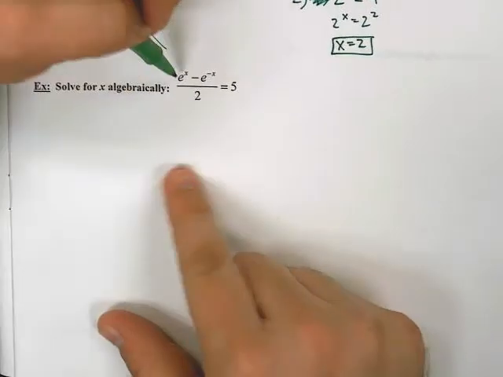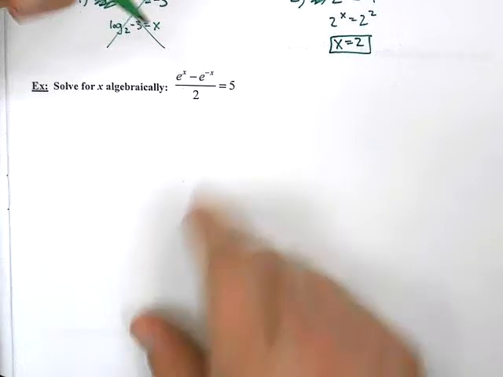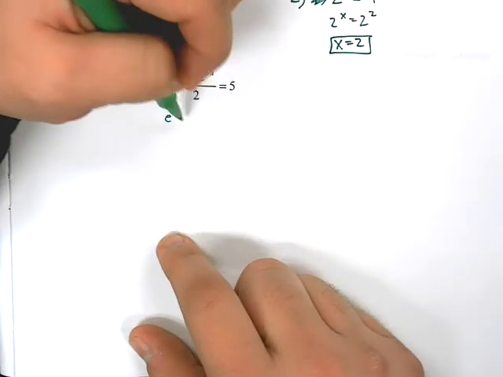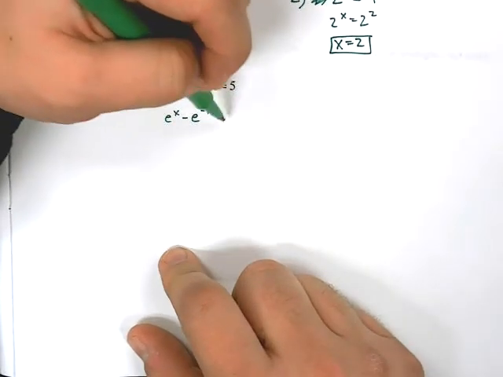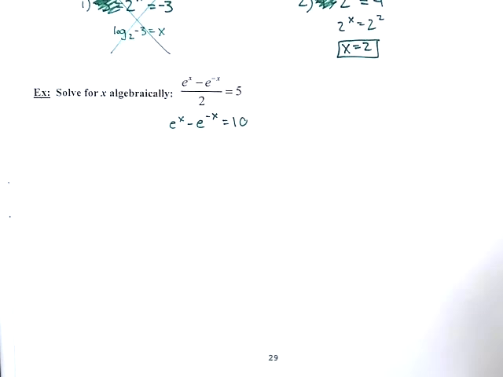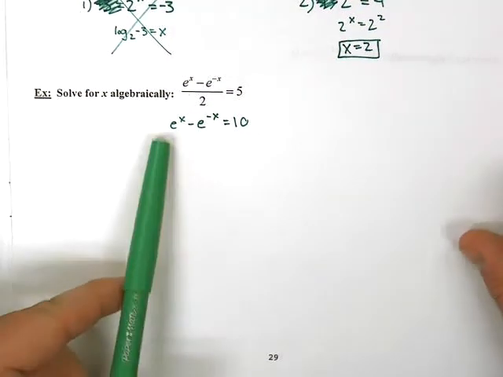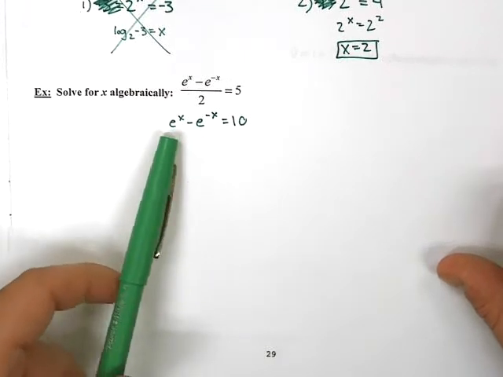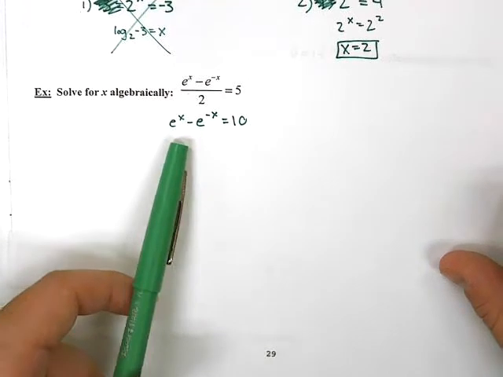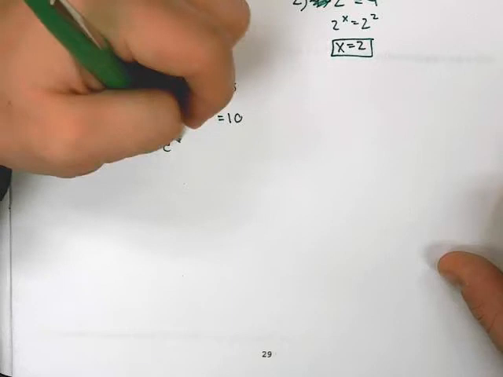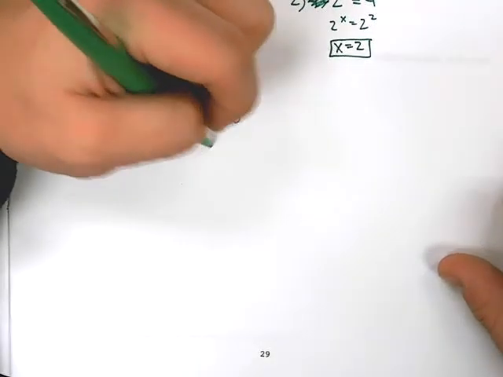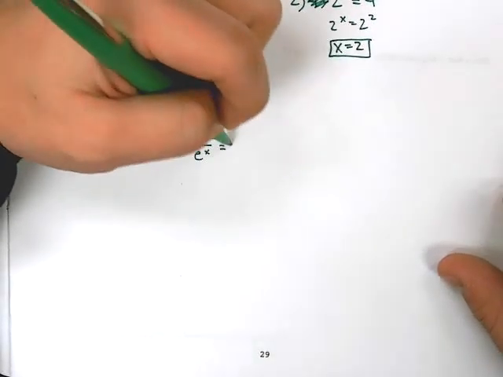So on this one, I would start, let's move the 2 over. So we have e to the x minus e to the negative x equals 10. I can't combine them. Let's see, what could I do? I could do this just to kind of help me understand what I've got going on here.